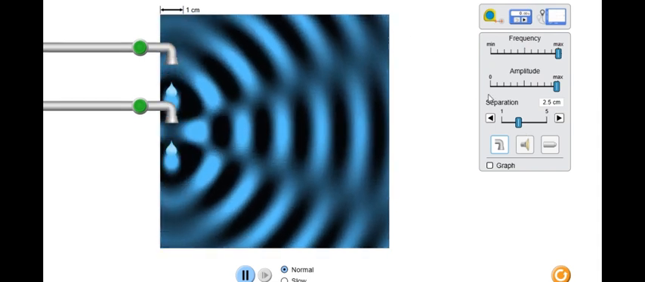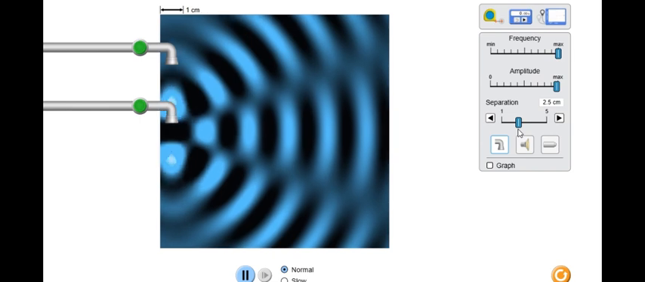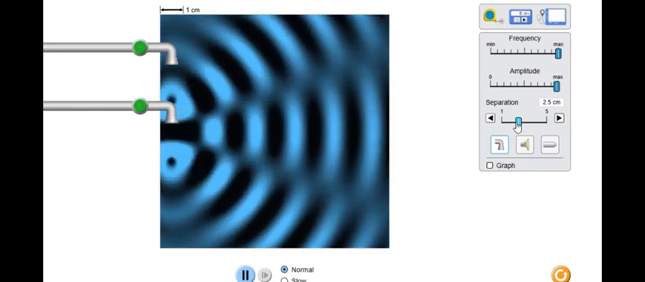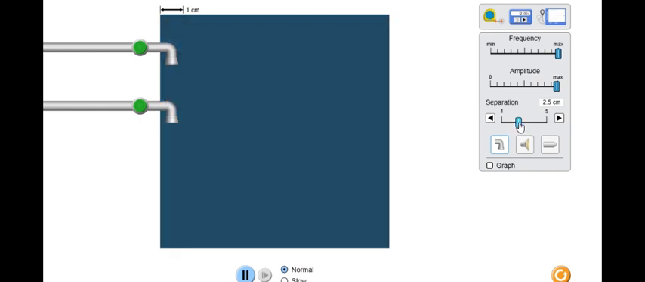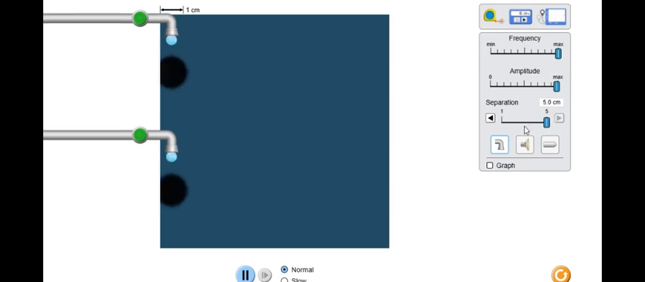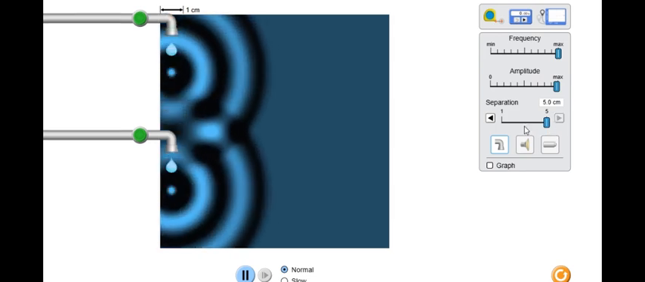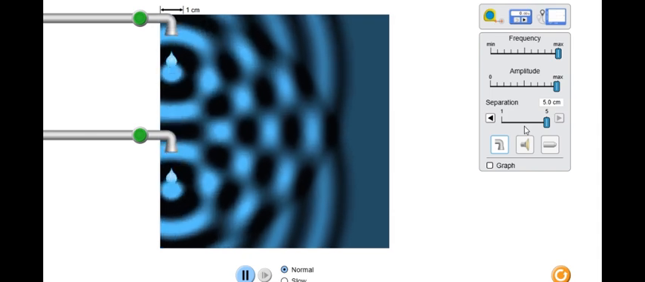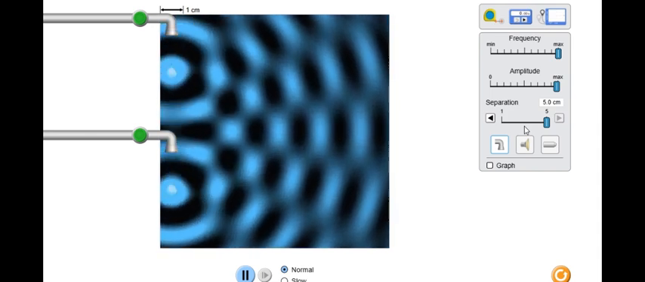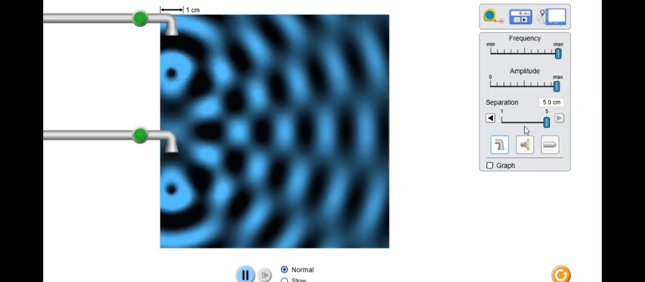Then let's look at when we increase the separation of the points of disturbance, what happens to the interference of waves? When we increase the separation of the points of disturbance, the interference patterns become more complex.